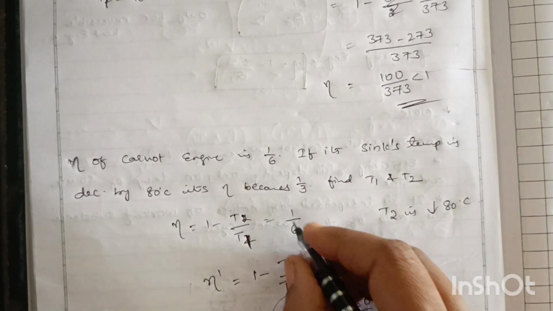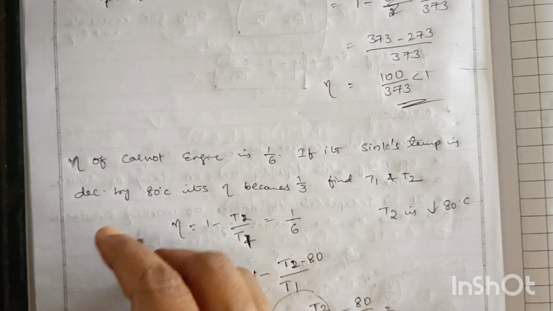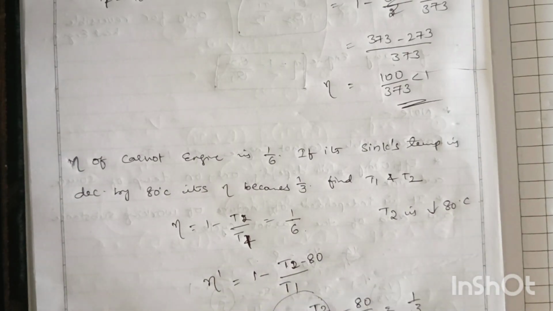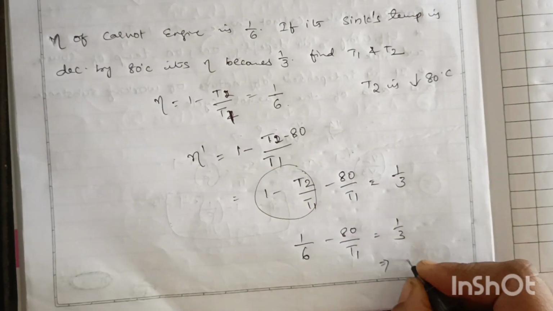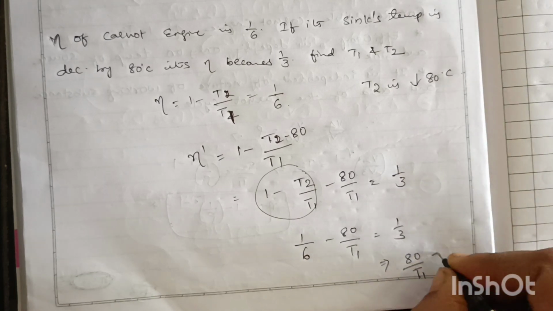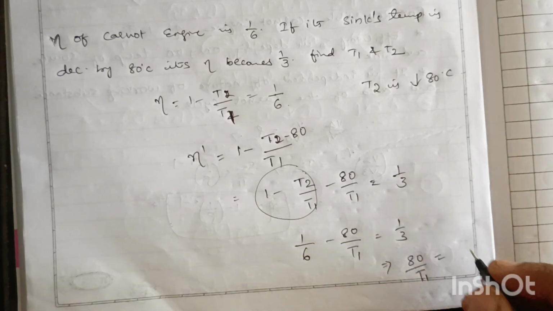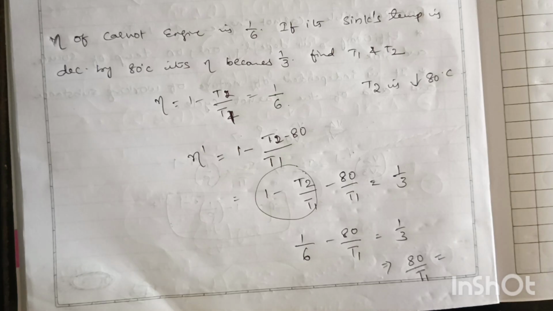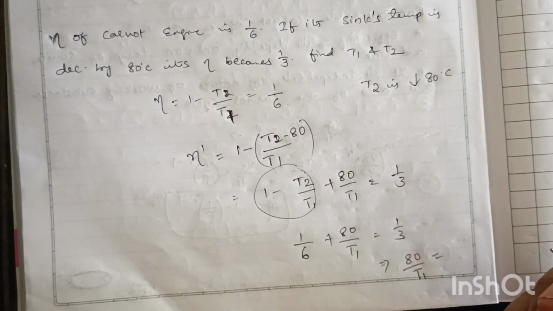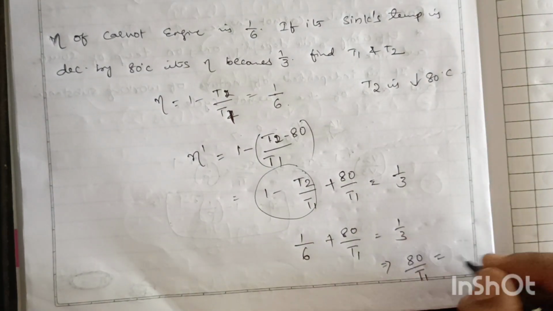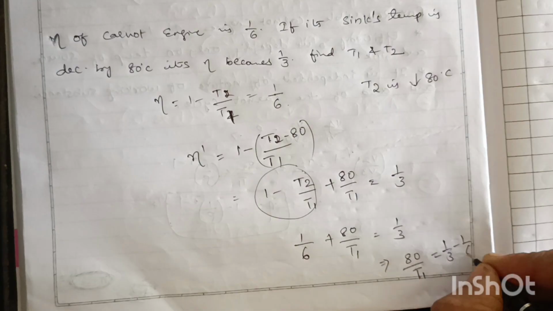So this value is 1 by 6, and it becomes 1 by 3. So 1 by 6 plus 80 by T1 is equal to 1 by 3. So that 80 by T1 is equal to 1 by 3 minus 1 by 6.